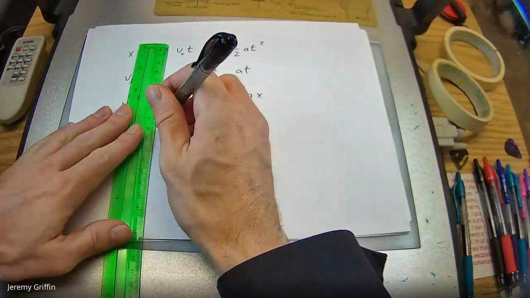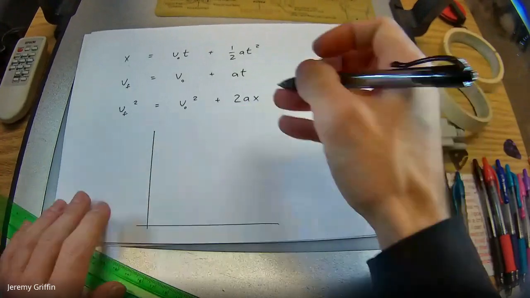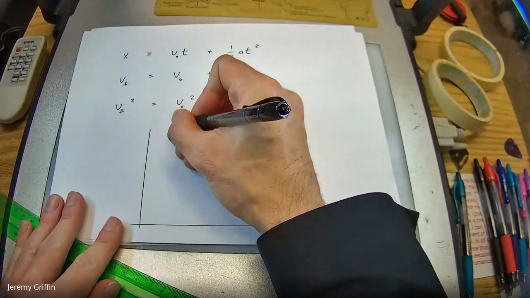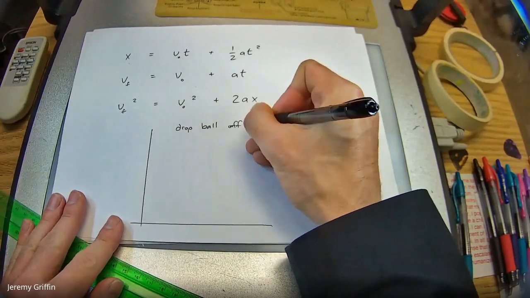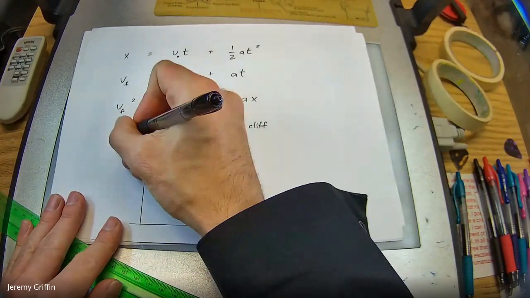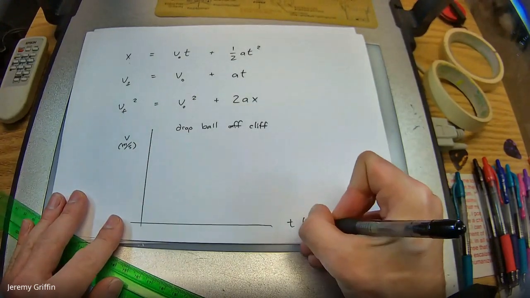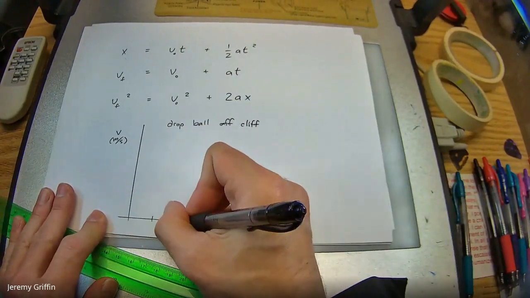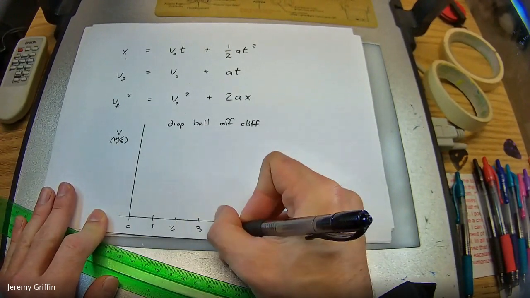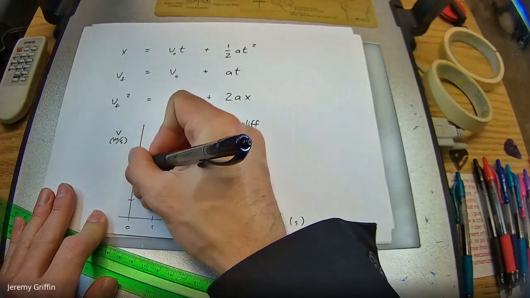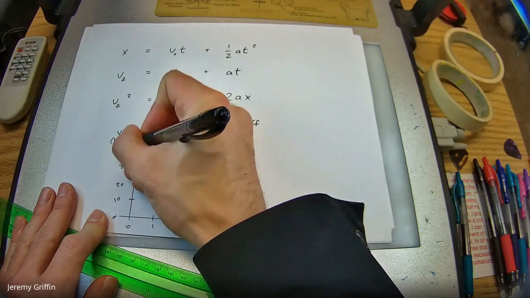Let's do a graph for that. Let's say you fall off a cliff. Let's just do a velocity in meters per second versus time in seconds. So 0, 1, 2, 3, 4, and then 0, 10, 20, 30, 40.